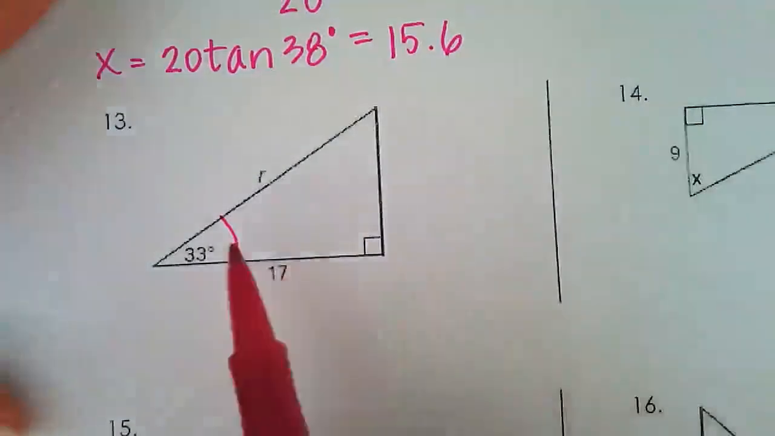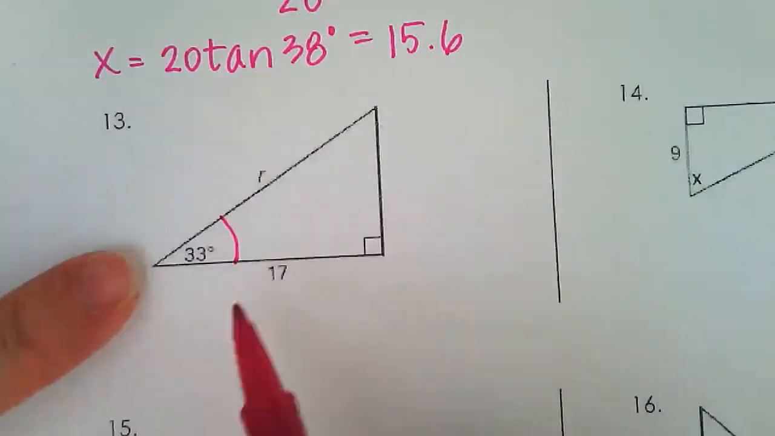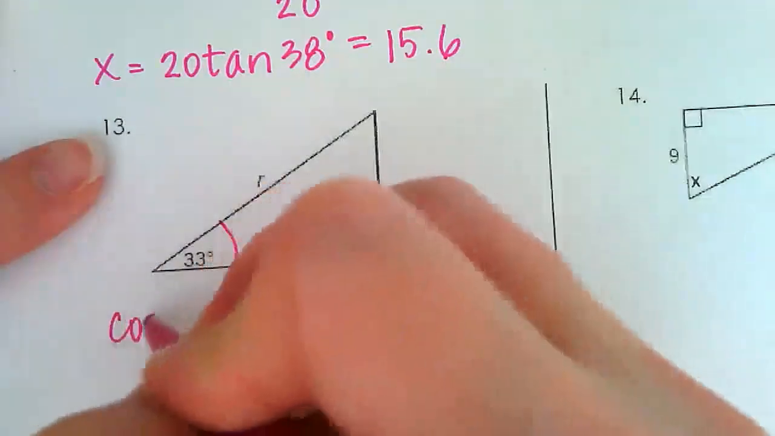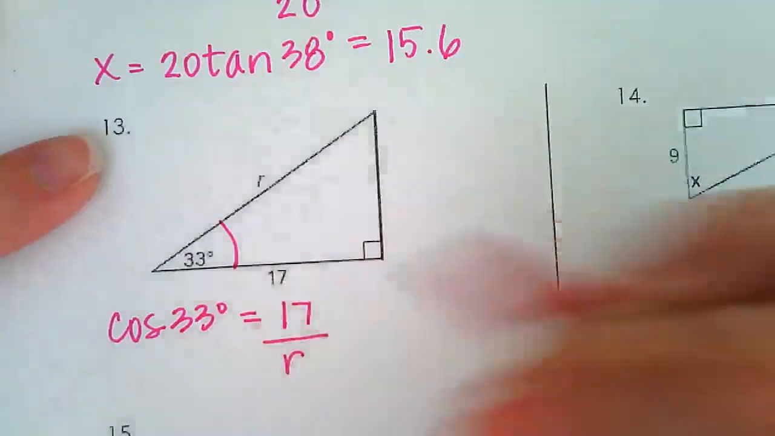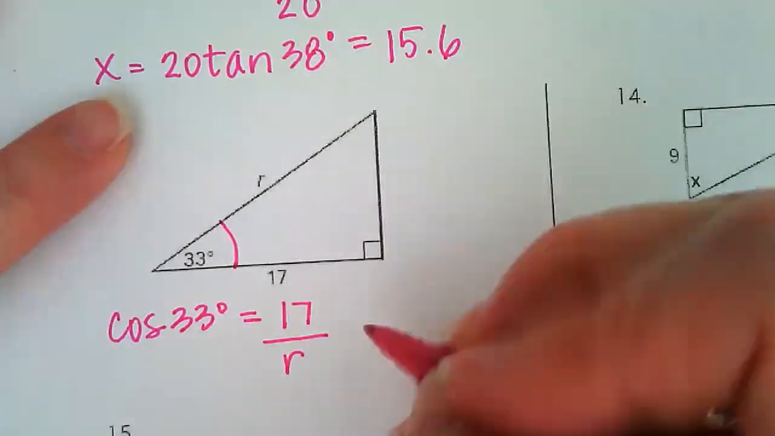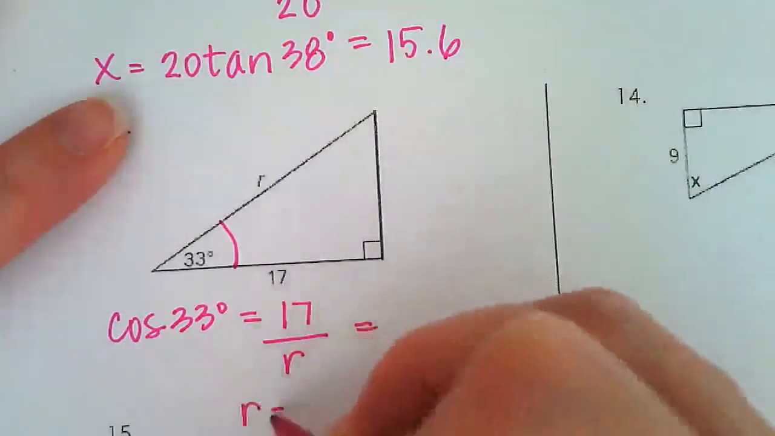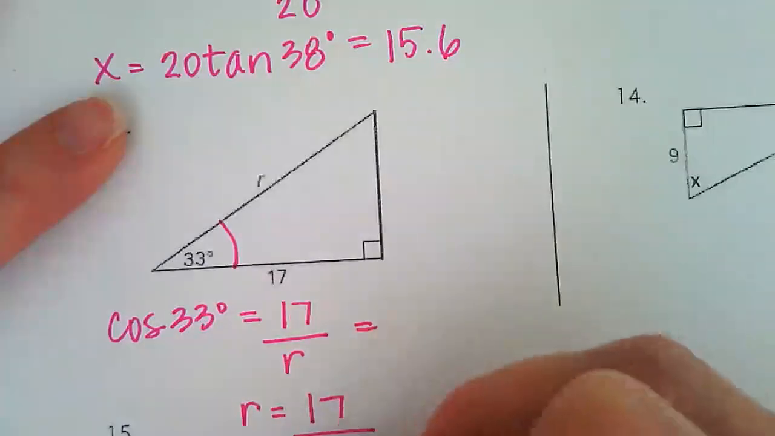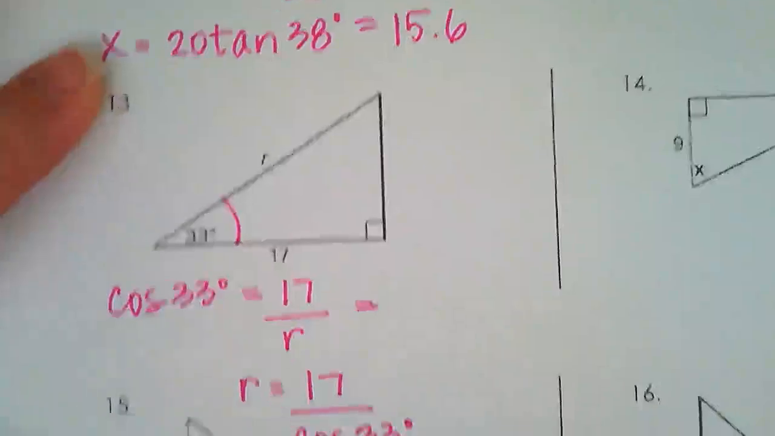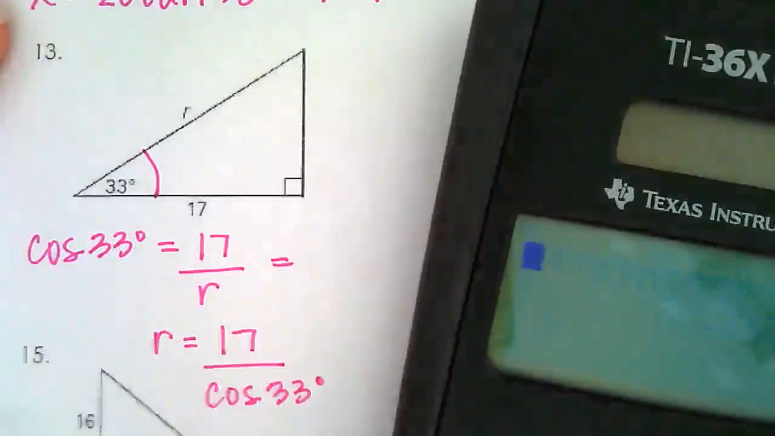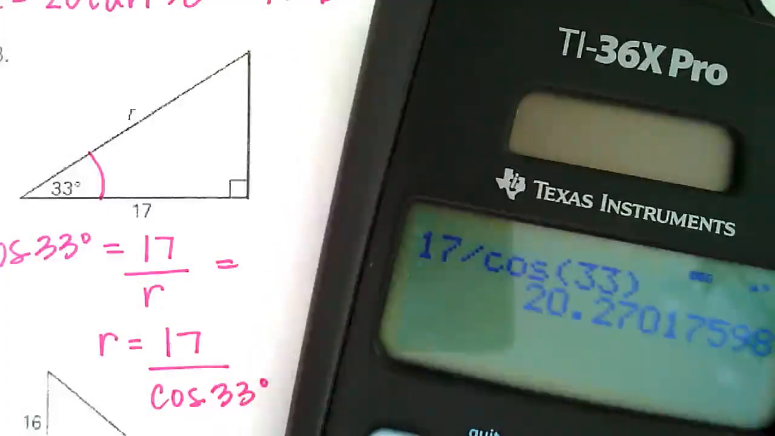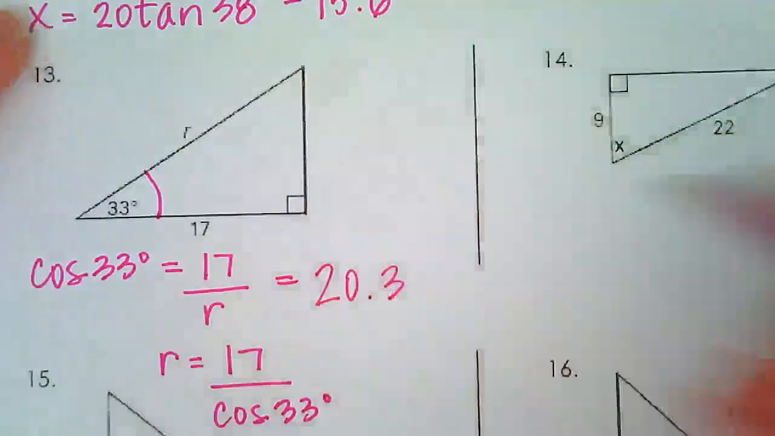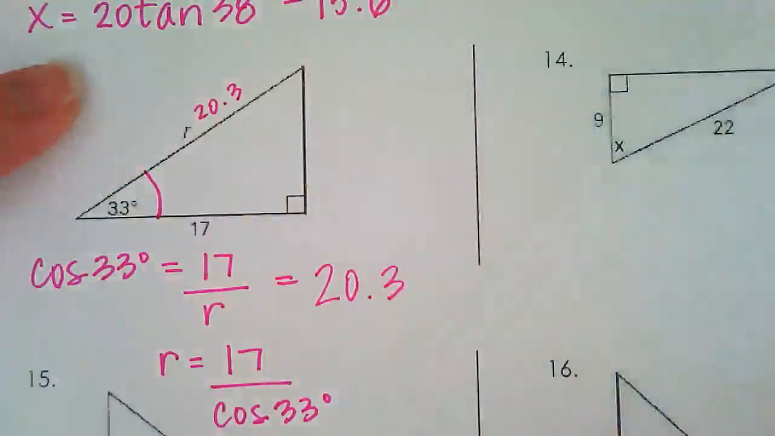I have this angle, and it looks like I need cosine because I have adjacent and hypotenuse. So the cosine of 33 degrees is going to be adjacent over hypotenuse. I need to flip-flop those, so it's going to be 17 over the cosine of 33 degrees. So we need to do 17 divided by cosine of 33 degrees. Looks like 20.3. So 20.3 for the hypotenuse right there.